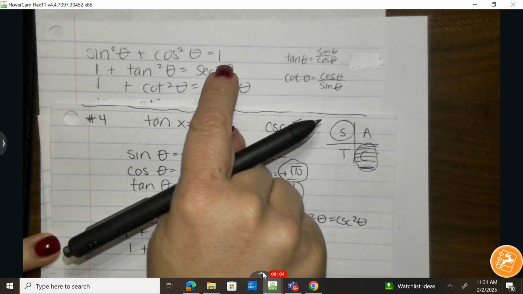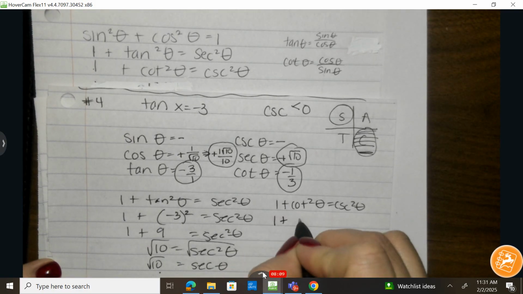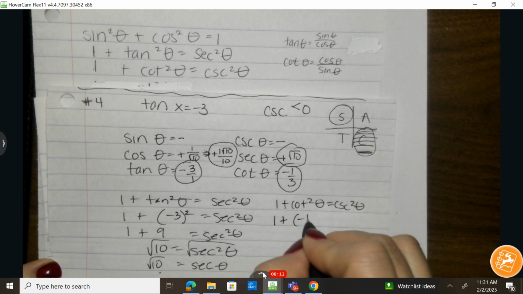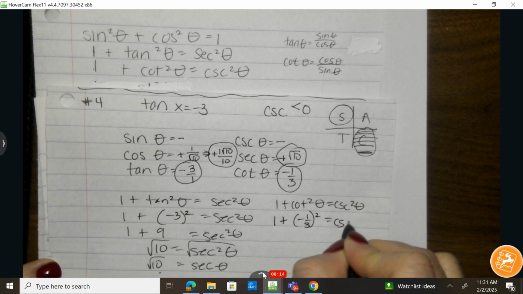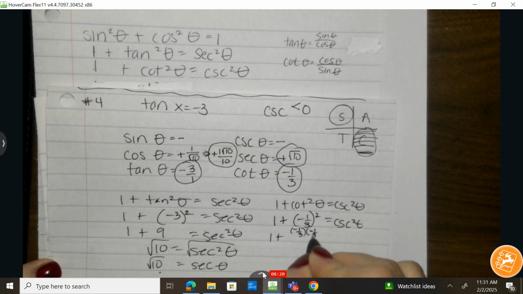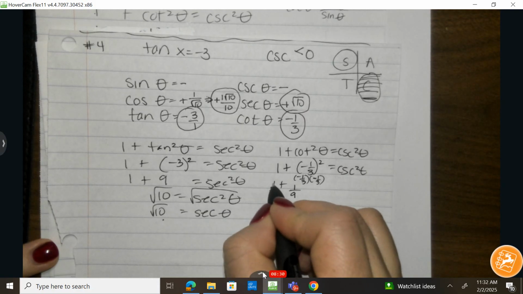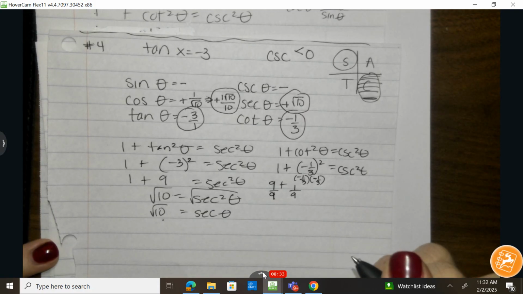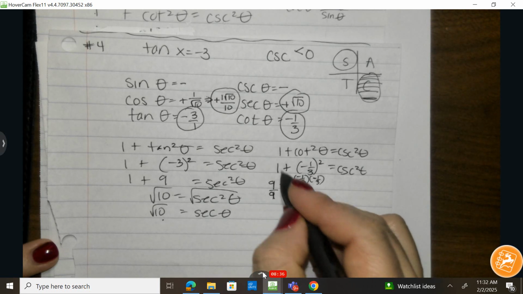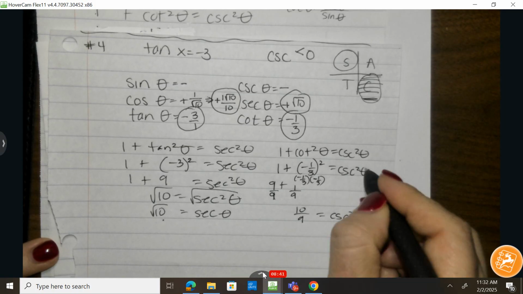If you use the same equation, I can prove how we're going to get the exact same answer in the end. Let's put in what we know. We know that cotangent is negative 1/3. We need to square it. Negative 1/3 times negative 1/3. Well, let me write that out. Negative times negative is a positive. 1 times 1 is 1, and 3 times 3 is 9. So I need to add 1 plus 1/9. I think the easiest way to turn into a common denominator is making that 1 into a 9 over 9. 9 over 9 is equivalent to 1. Now I have 10 over 9 equals the cosecant squared theta.